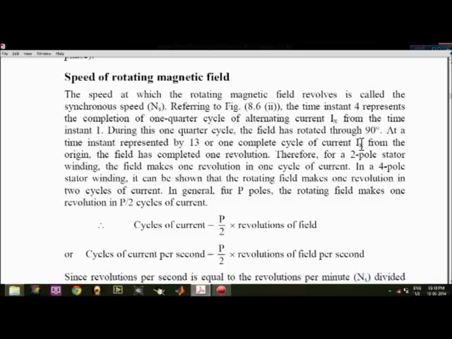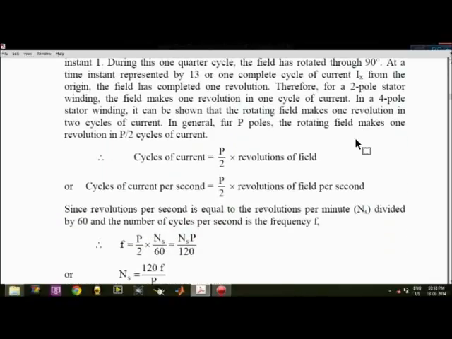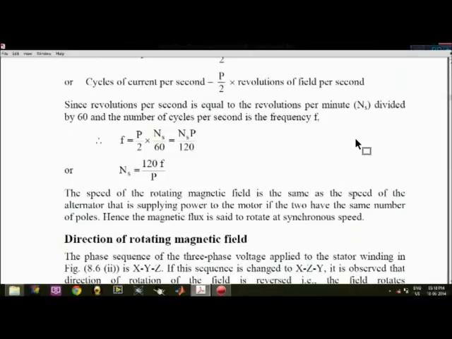So the cycles of the current is equal to P by 2, meaning half of the poles into revolutions of the field. Number of poles, you can say, in the half revolution of the field, and per second if you want to calculate, it is P by 2 into revolutions of the field per second. So we get this formula, Ns equals 120 F by P. This is a very well known formula, we have studied it previously also. This synchronous speed is equal to 120 into the supplied frequency by the number of poles.